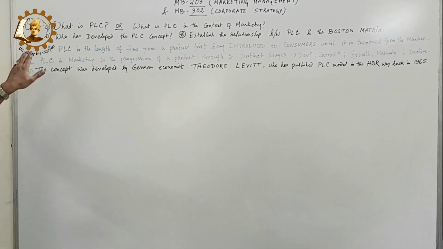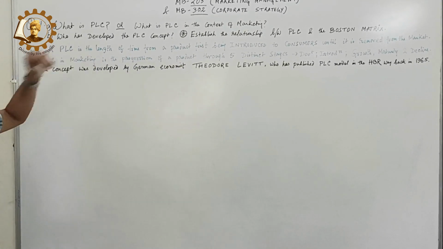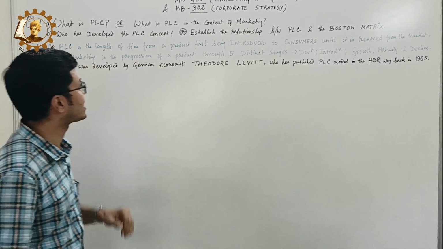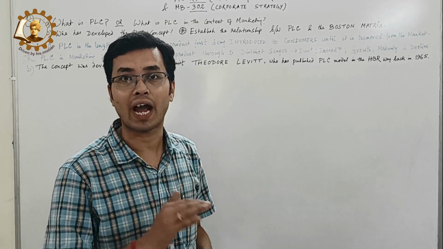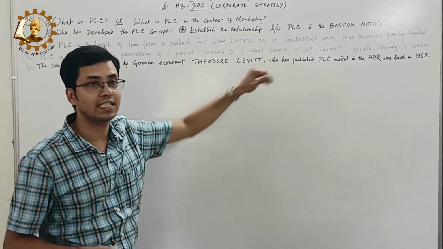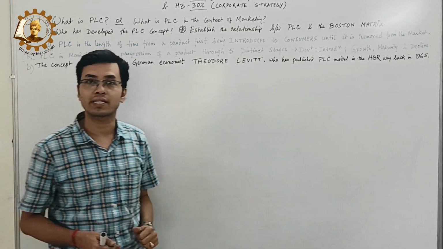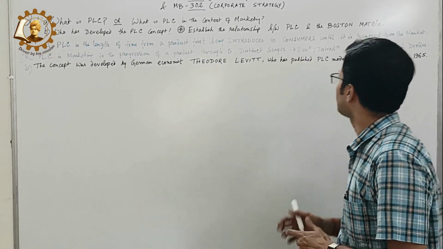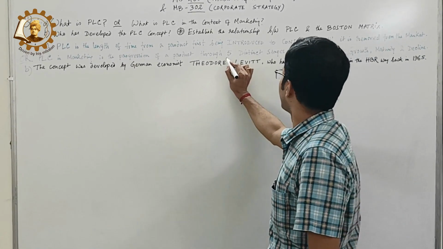So the next question is PLC in the context of marketing. PLC in marketing is a progression through 5 stages. What are the 5 stages? Development, introduction, growth, maturity and decline. So these are the 5 distinct stages.